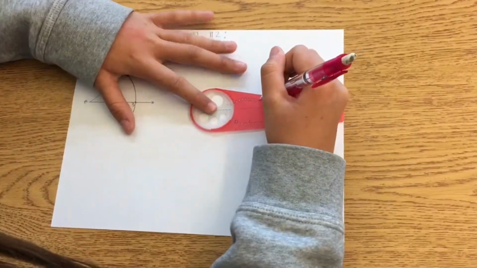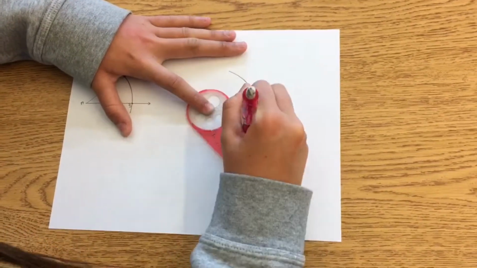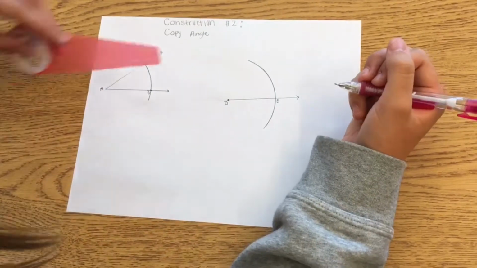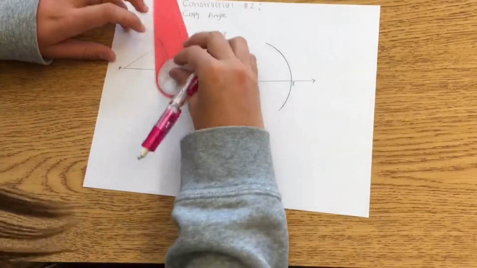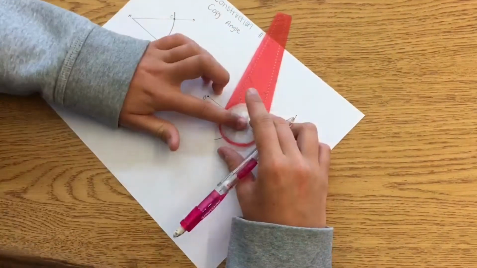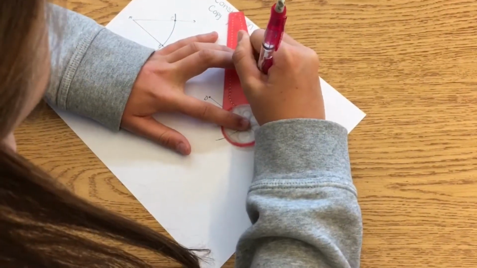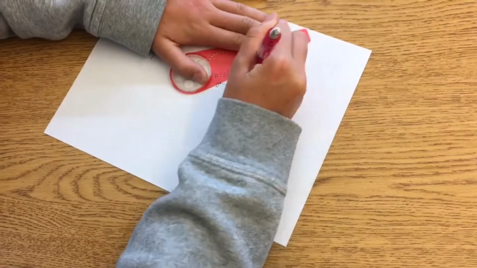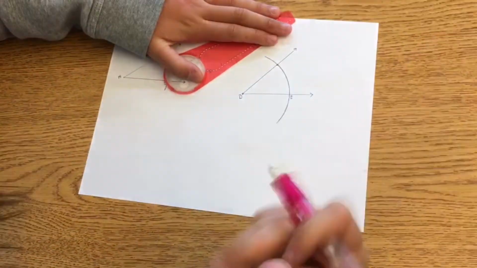Step number 3, now put your compass on point D and copy the same arc in ray D. Then label the intersection point E. Step number 4. Then you put your compass on point B and measure the length to point C. Step 5. Put your compass on point E and copy the same length and label the intersection point F. Step 6. Finally, draw a ray on line DF.